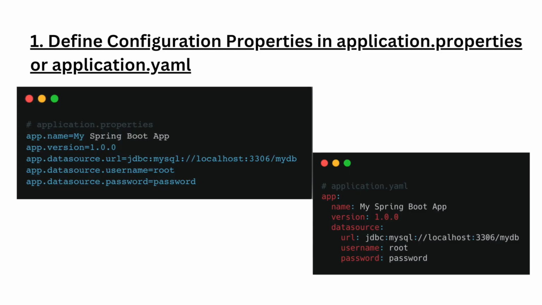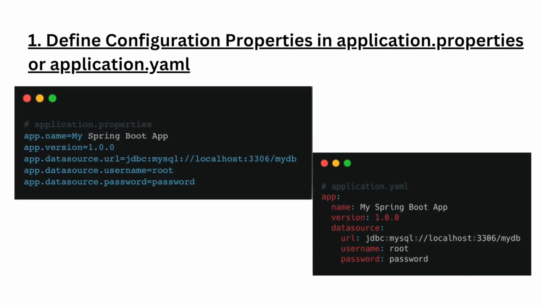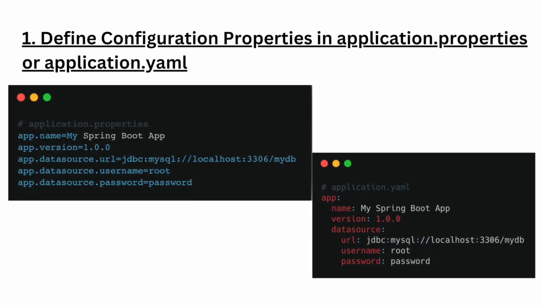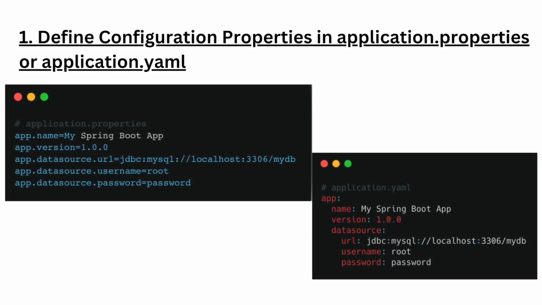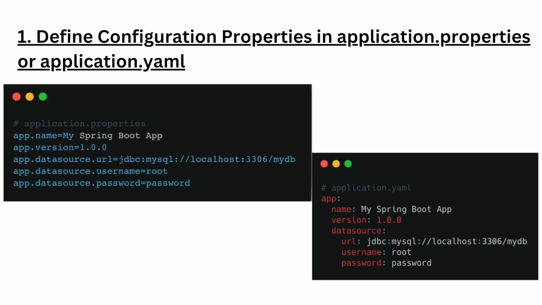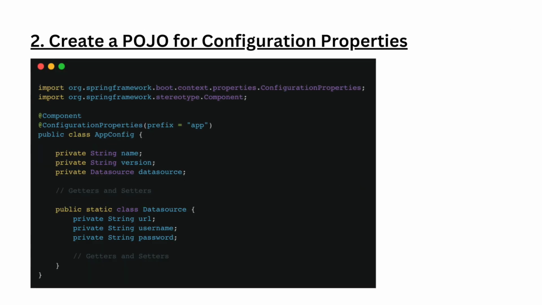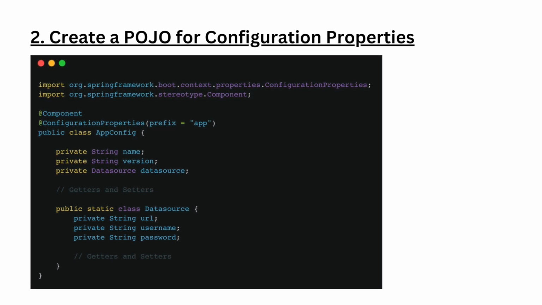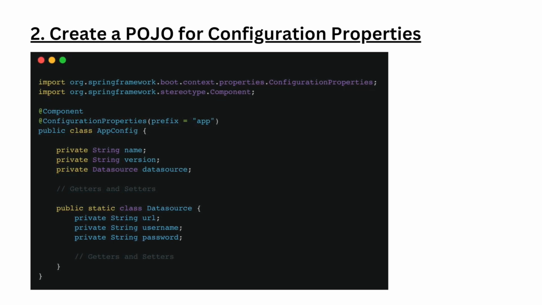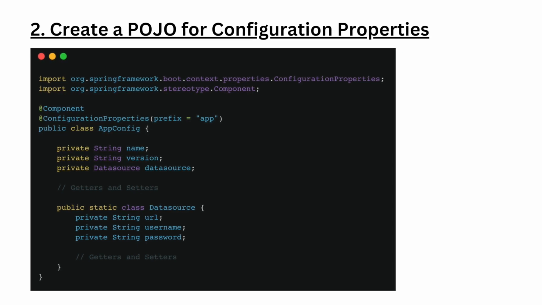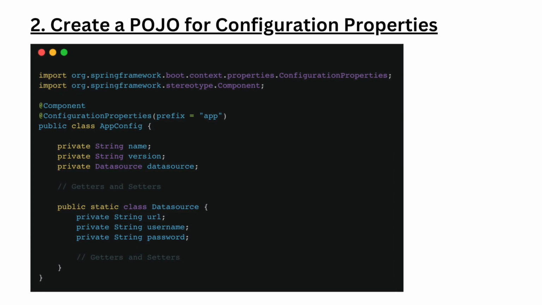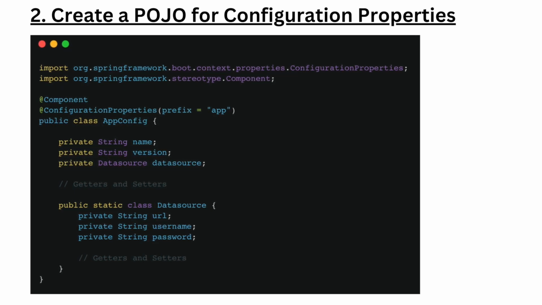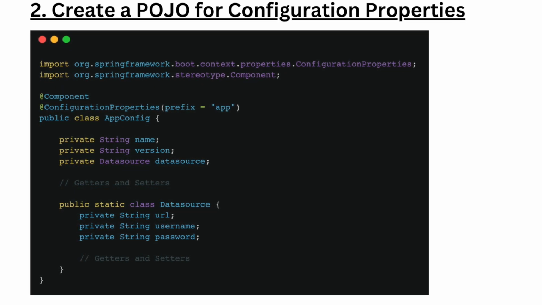If you take a look at this example, here we have first defined the configuration properties, and you can see it here. We have two formats: application.properties and application.yaml. Now we have created a POJO class where we have the ConfigurationProperties annotation and the prefix is app. The ConfigurationProperties annotation binds the properties that start with app to this class, and the nested DataSource class is used to map app.dataSource properties.